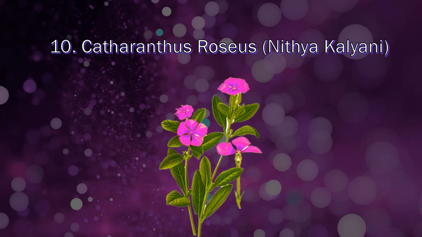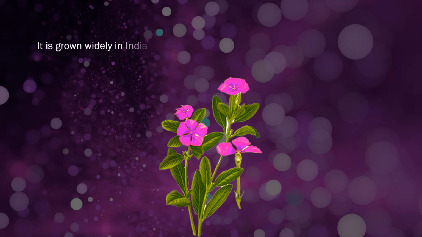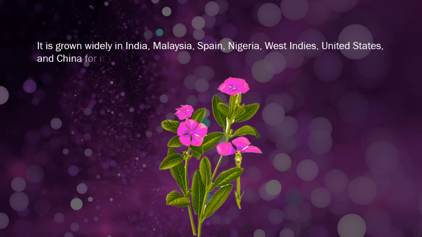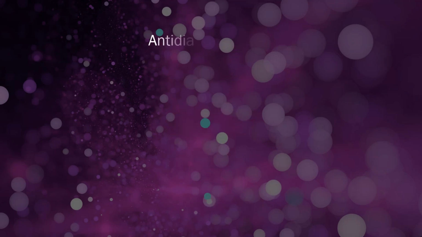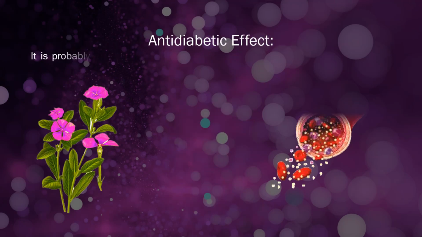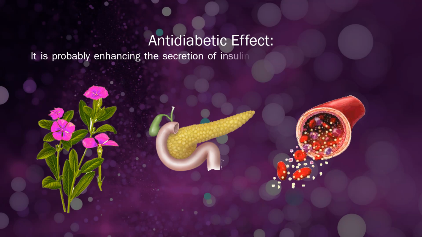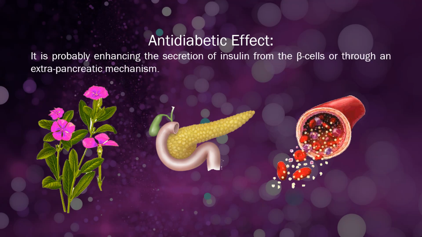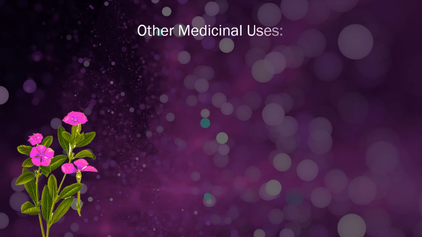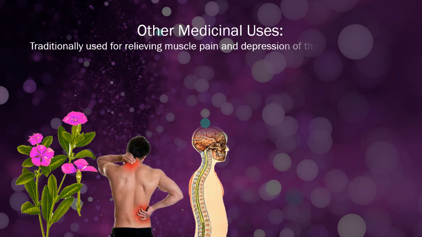10. Catharanthus roseus, Nitya Kalyani. It is grown widely in India, Malaysia, Spain, Nigeria, West Indies, United States and China for its pharmaceutical compounds. Anti-diabetic effect. It probably enhances the secretion of insulin from the beta cells or works through an extrapancreatic mechanism. Other medicinal uses. Traditionally used for relieving muscle pain and depression of the central nervous system.